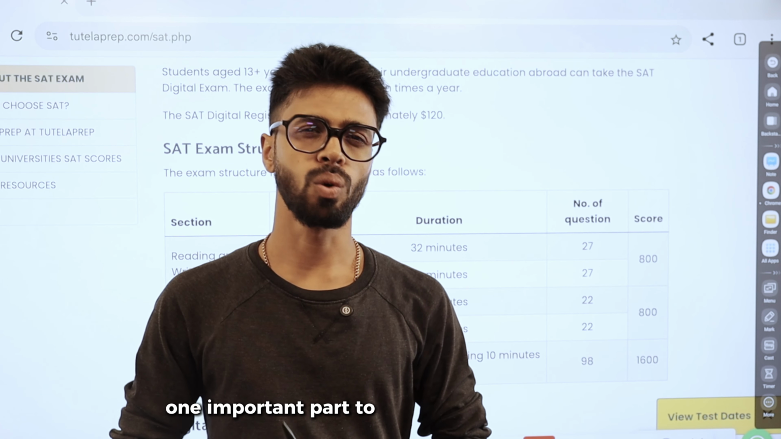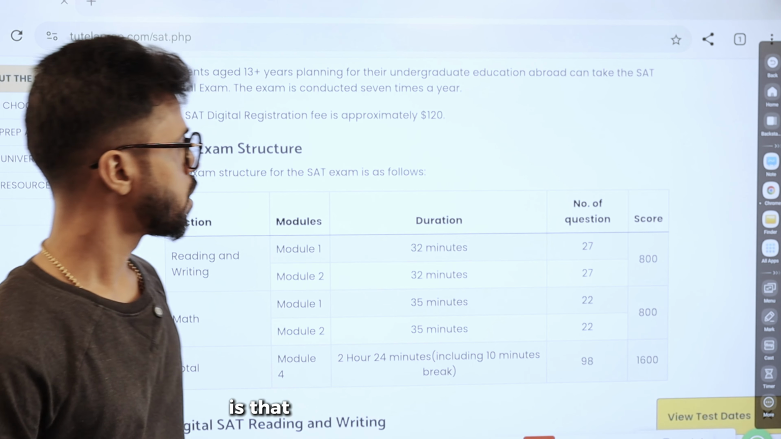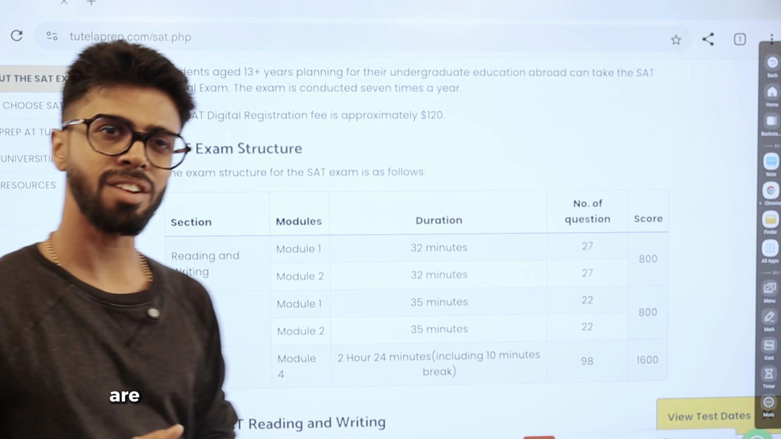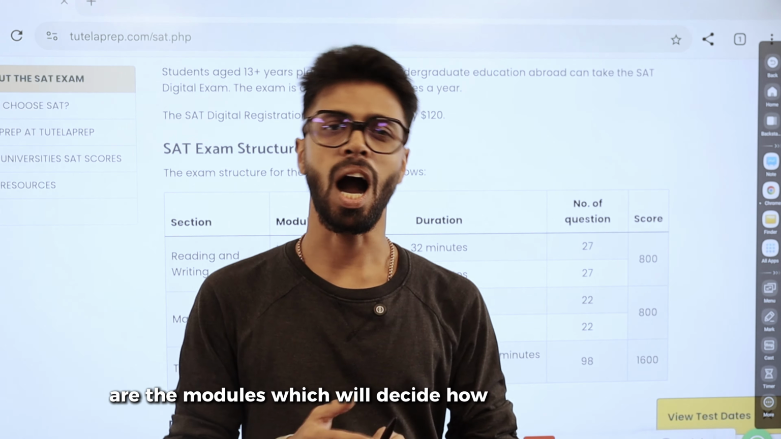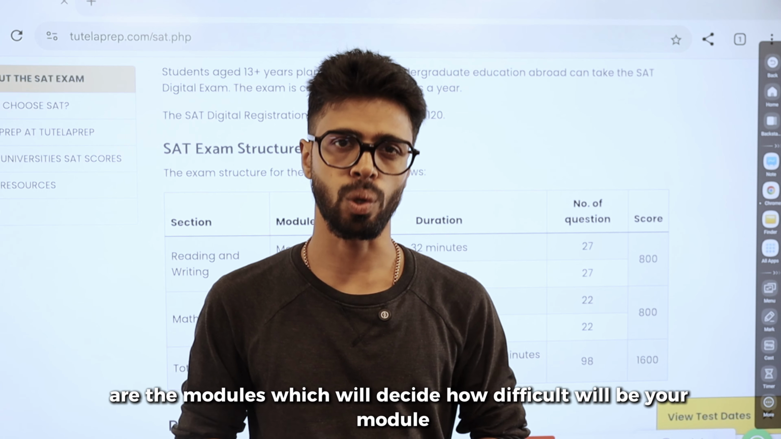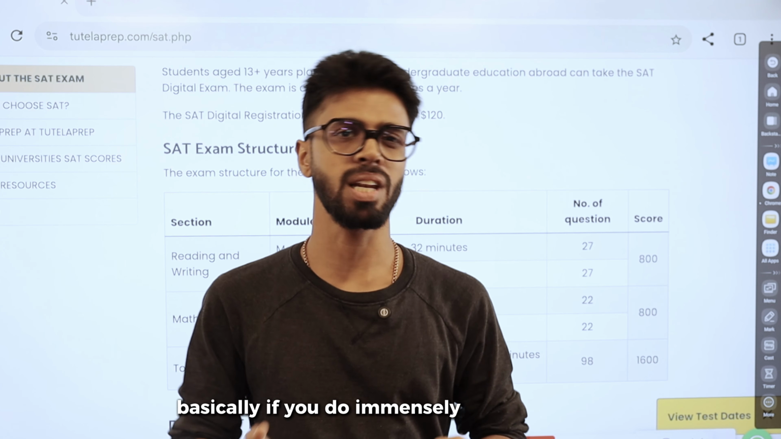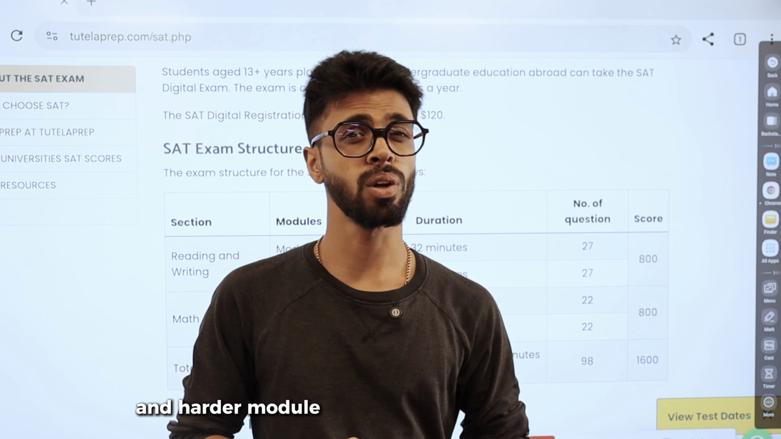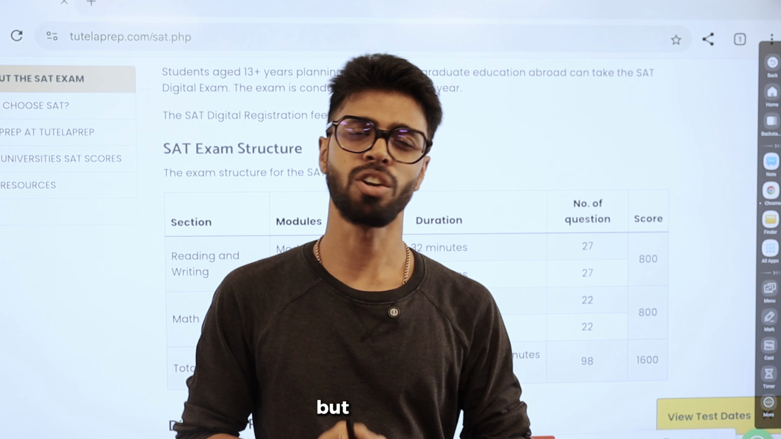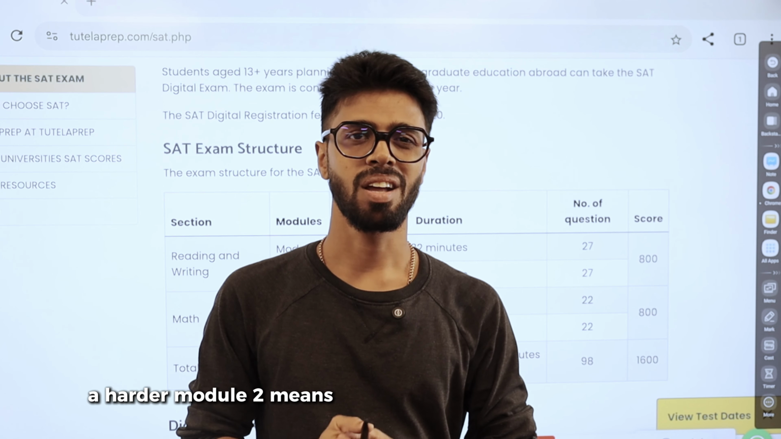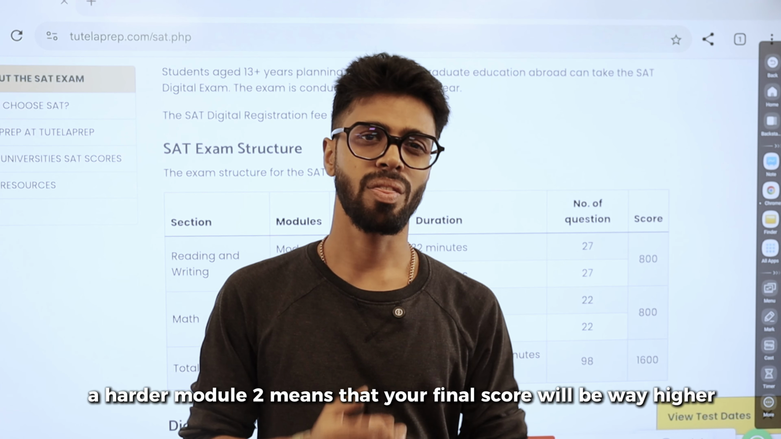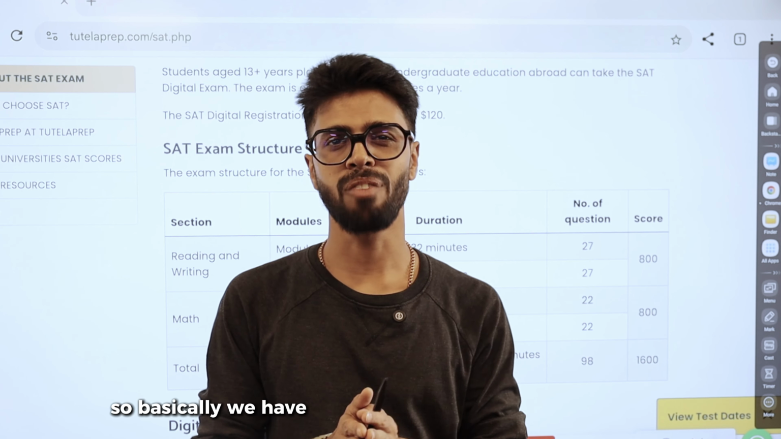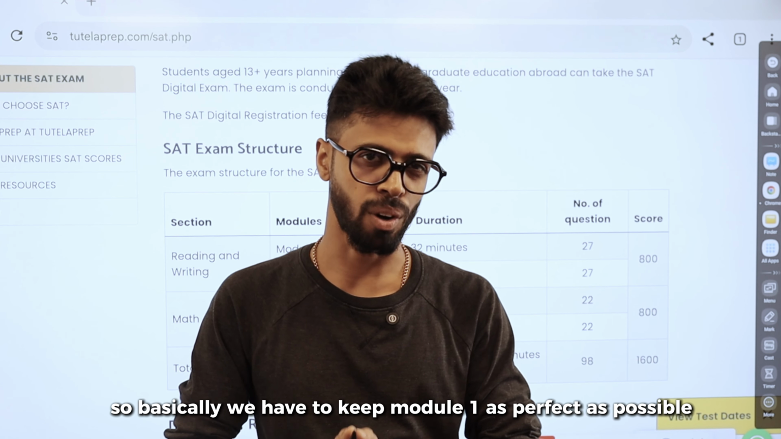One important part to understand about this test is that module 1 of each subject, be it English or math, is the module which will decide how difficult your module 2 will be. Basically, if you do immensely well in module 1, there are higher chances to get a harder module 2. A harder module 2 might sound like a very bad thing, but trust me, a harder module 2 means that your final score will be way higher than if you do badly on module 1 and get an easier module. So basically, we have to keep module 1 as perfect as possible.